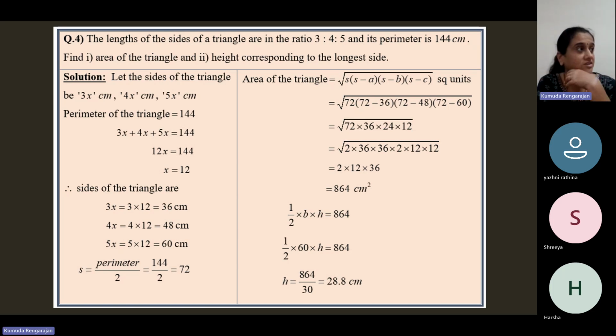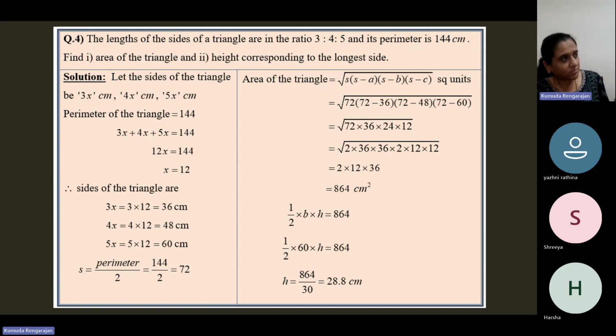Why should we take 60 as the base? Because we have to find the height corresponding to the longest base, the longest side. The sides are 36, 48, and 60, so 60 is the longest side. So we should take it. Now we found the area of the triangle, right?